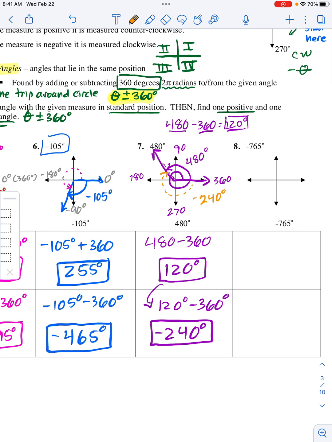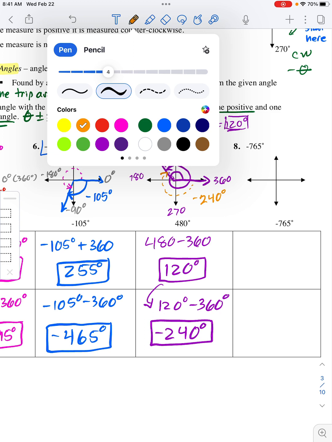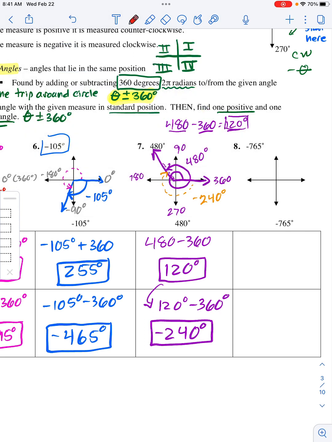Okay, and the grand finale. See, this isn't so terrible. In this last one, which is definitely feeling red, this one's double tricky because it's negative and it's way more than one trip around the circle. So let's start off with negative 765.